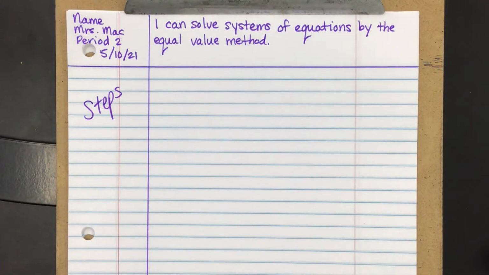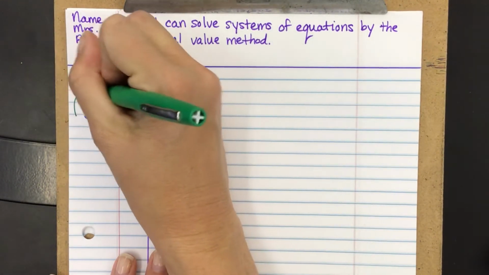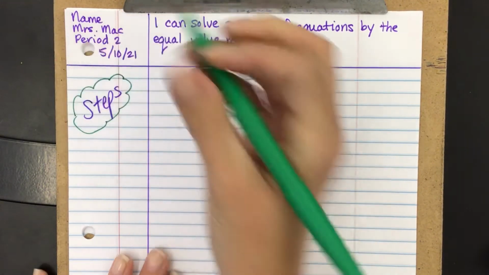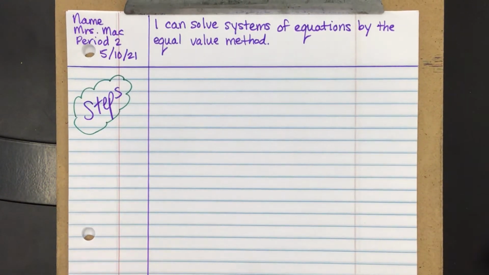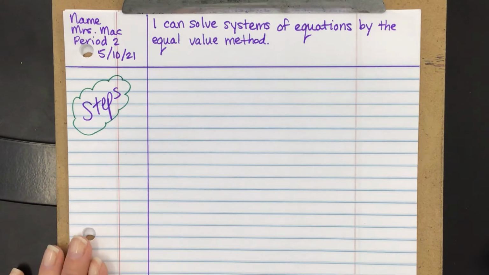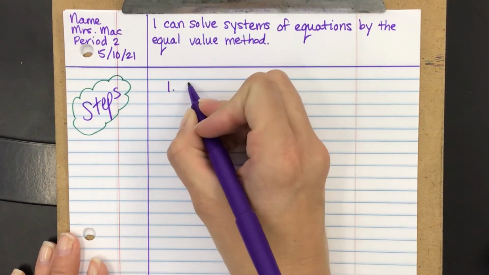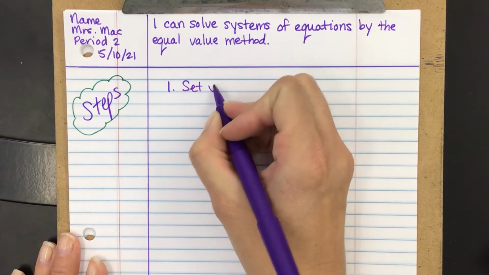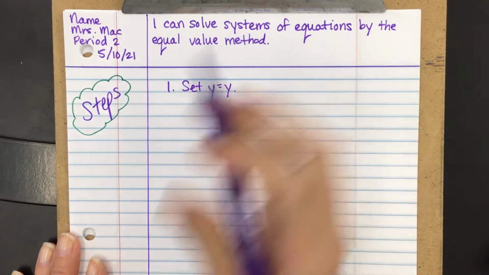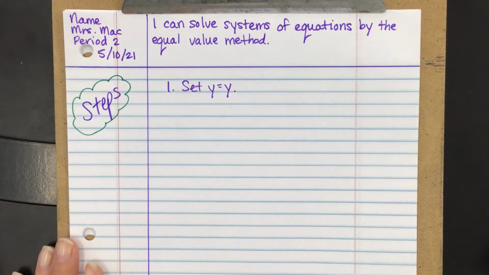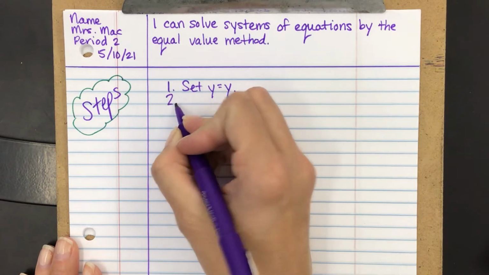Now, if you get lost on your homework or something, you can easily just pull out your notes, follow the directions, and you'll be good to go. Okay, so the first thing we do when we're given a system of linear equations is we're going to set y equal to y. And I'll show you what I mean by that in just a minute. Once you set y equal to y, you will solve for x.